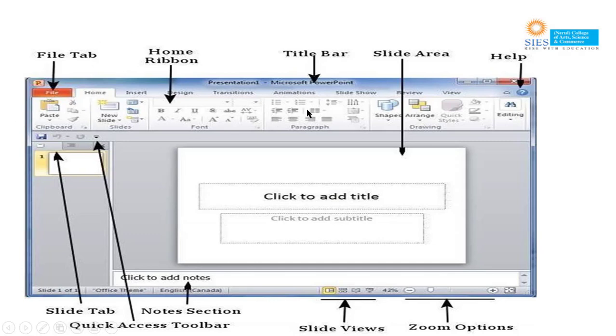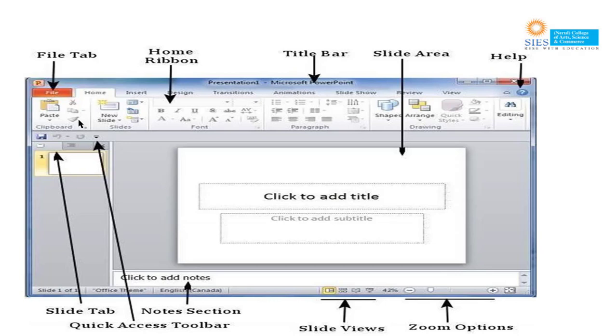Next one, this whole thing is called the ribbon. The ribbon contains three components, that is tabs. So these are the different tabs, this is the tab line. Then groups, this is the first group, like clipboard or slides, font, paragraph. These are the groups, and each group contains commands. Like in clipboard there is paste command, cut command, copy command, format painter, etc. So these are the commands.